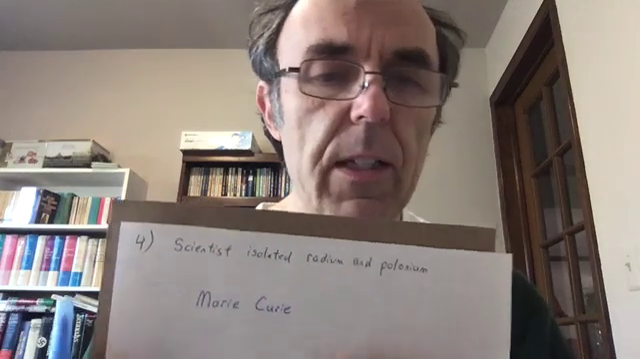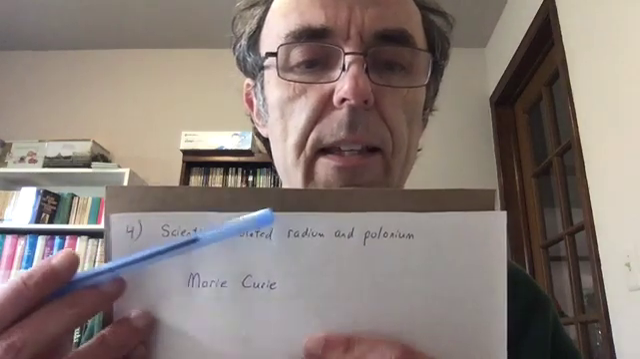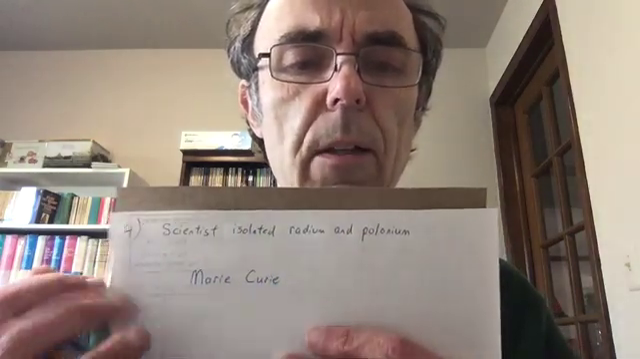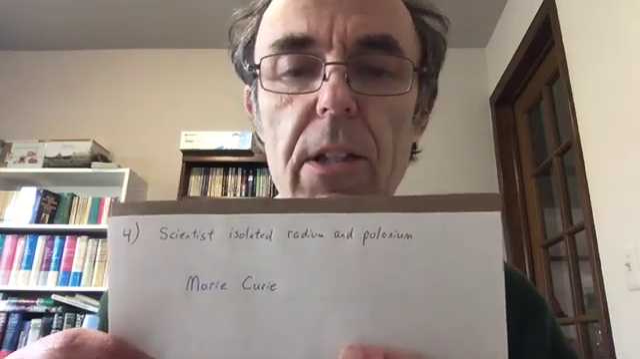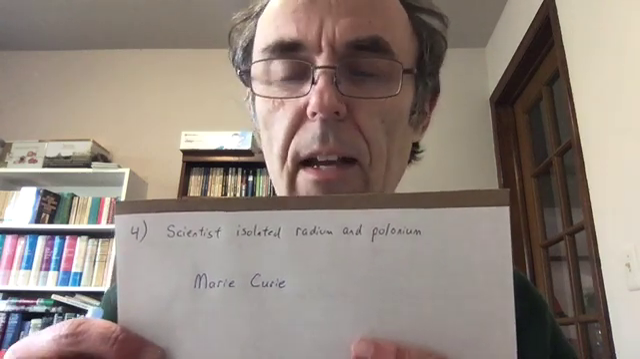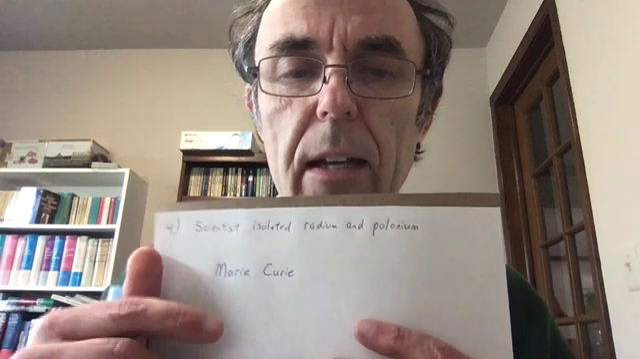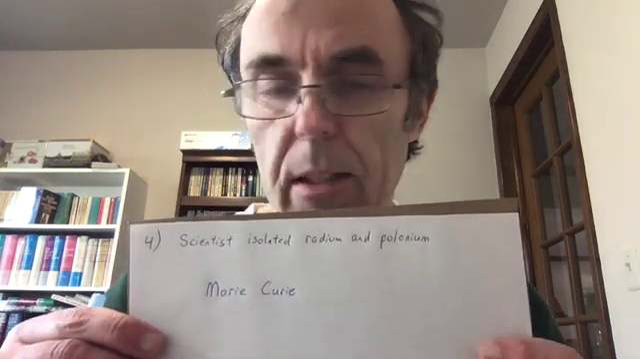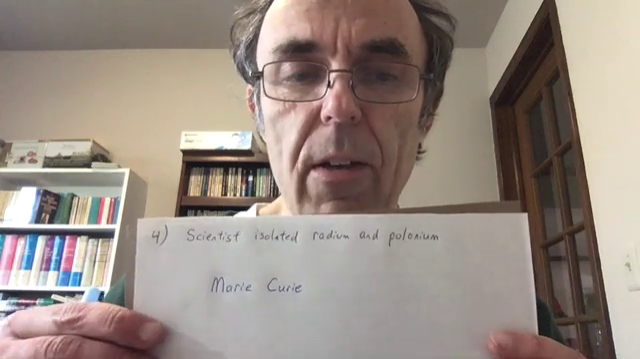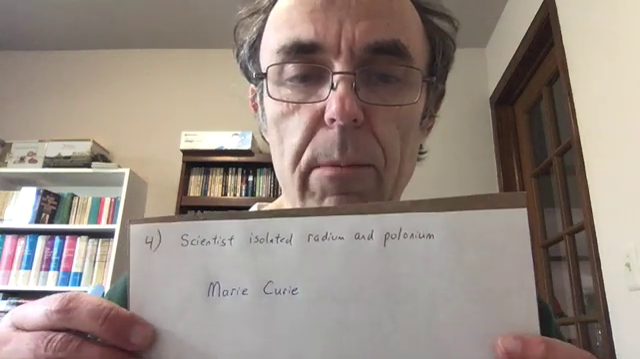Problem 4 is just one of these history questions. What scientist isolated radium and polonium? That would be Marie Curie. More properly, it was Marie Curie and her husband. They started with tons of uranium-containing rocks, and they ended up with just a tiny little speck of radium, and then eventually polonium that they were able to get. And it was highly radioactive when they got down to pure radium.